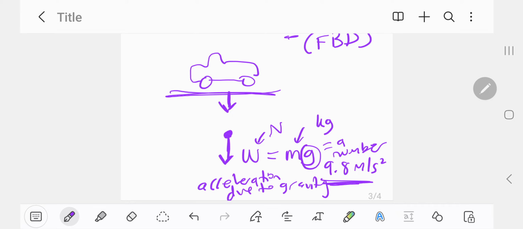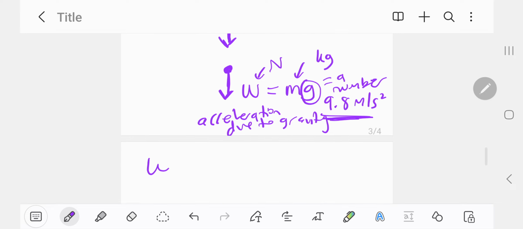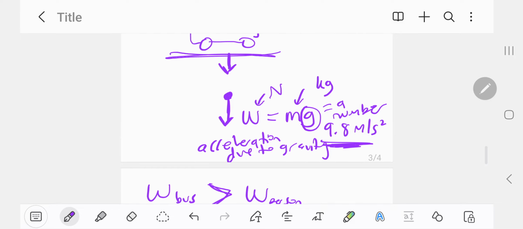Everything on Earth has a weight force associated with it because gravity is acting on everything on Earth, right? So let's say a bus will have a larger weight force than a person because it weighs more. If you have more mass, you have more weight. Okay, gravity, the g stays the same. g is for gravity, 9.8 meters per second squared.